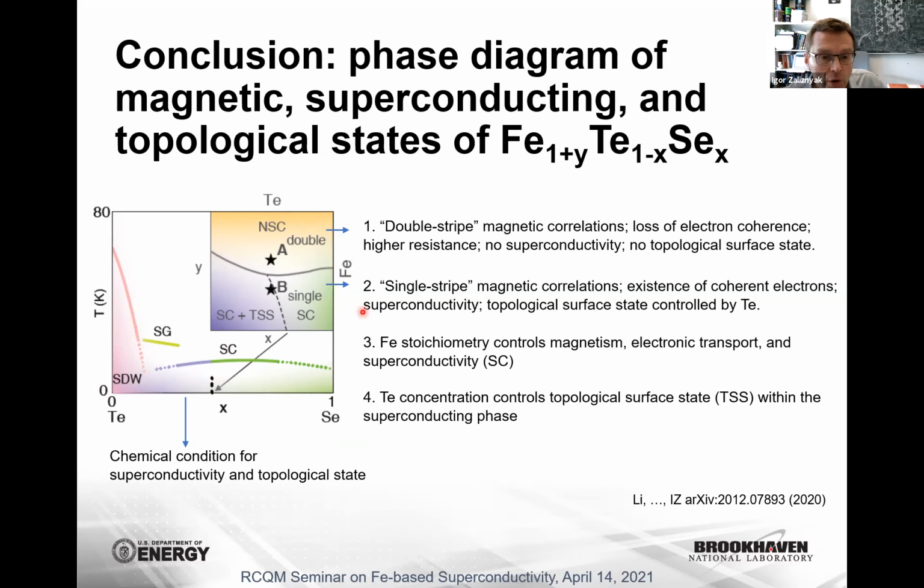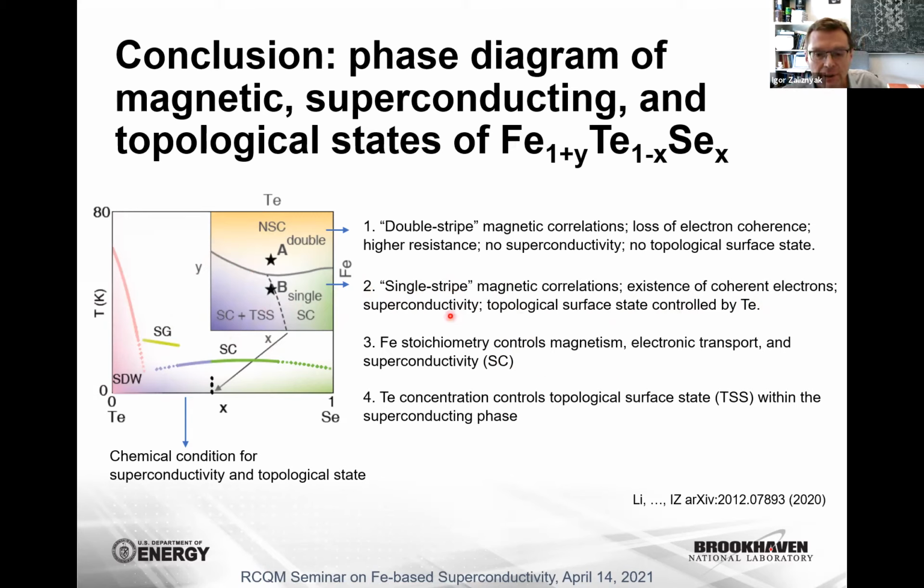At a lower iron content, we have a transition into a phase that does have a coherent bulk band, which does develop a coherent superconducting peak below the superconducting transition temperature, and at higher tellurium concentrations, this phase also hosts the topological surface state.